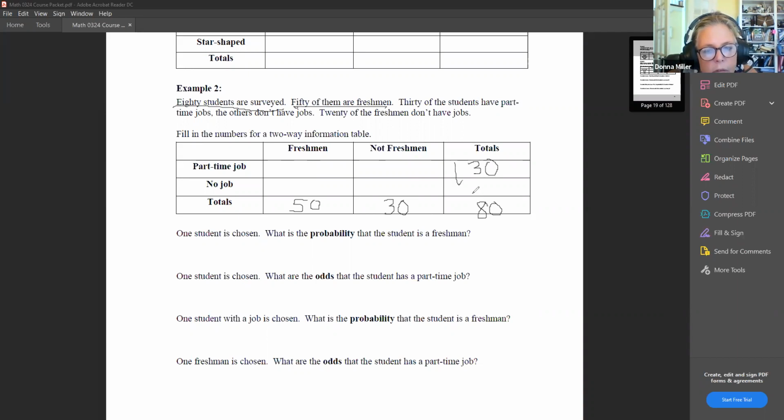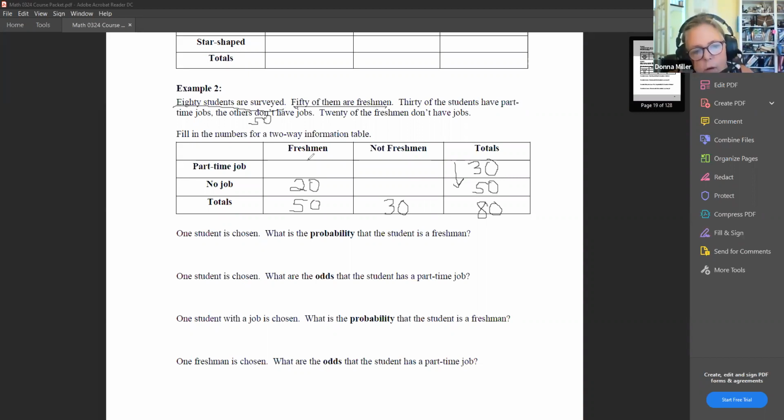So again, going down, this had better be 50 to add to 80. All right. The others don't have jobs. Okay, so 50 don't have jobs. 20 of the freshmen don't have jobs. So freshmen, no job would be 20. Okay, this is enough information to fill out the whole chart.